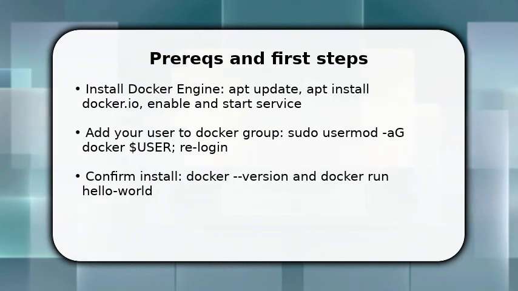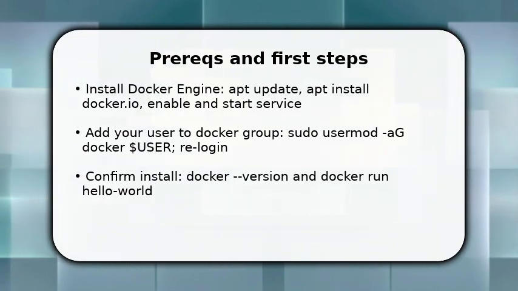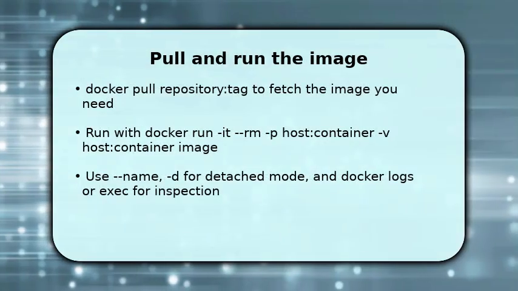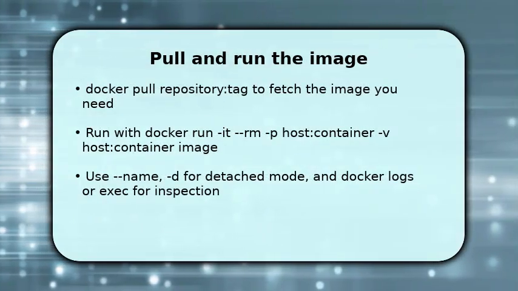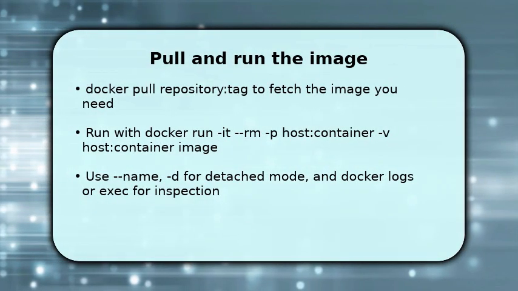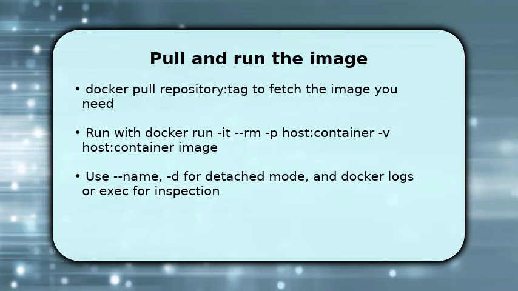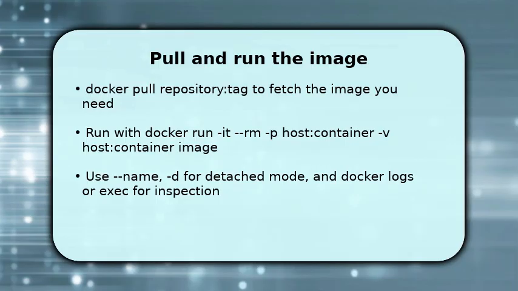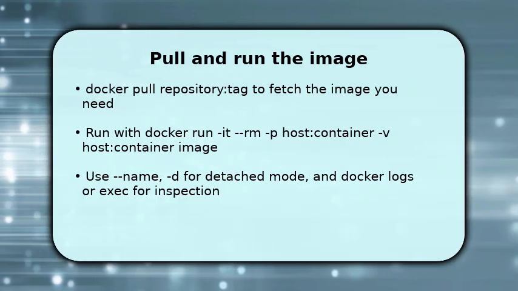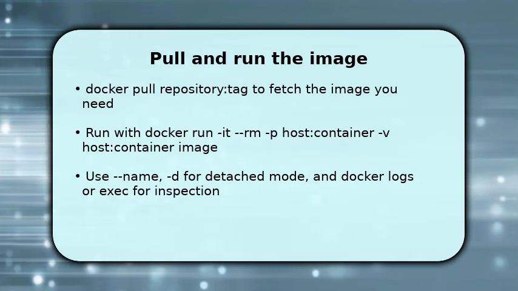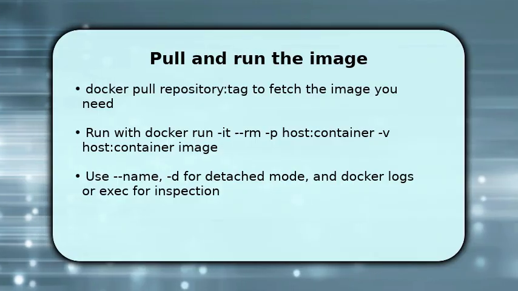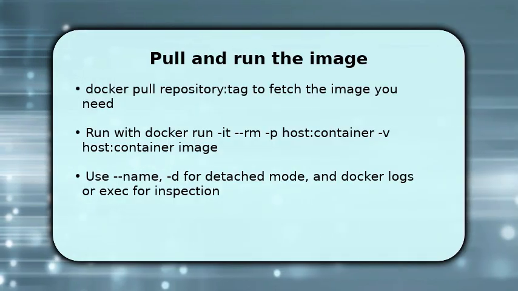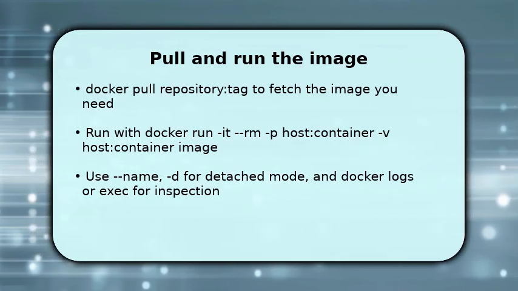You pull the exact image tag you want so you control versions and dependencies. Use docker pull repository:tag, then construct docker run with it for interactive shells or -d for background services. Map ports with -p host-port:container-port and mount volumes with -v host-path:container-path to persist data or supply configs. Once the container runs, make sure to name it with --name for easier reference.